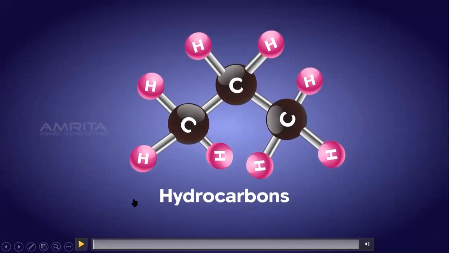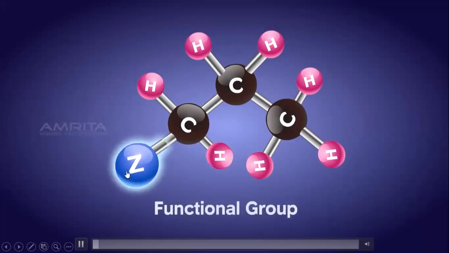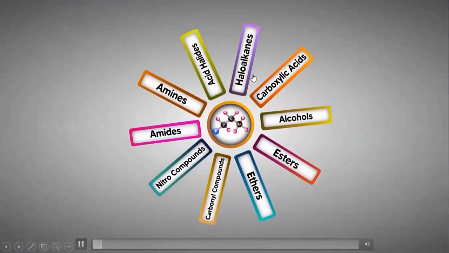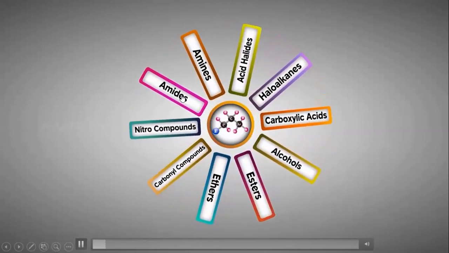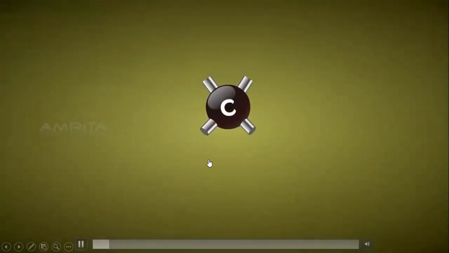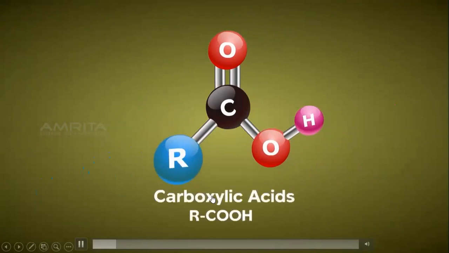Now, one hydrogen from this carbon is replaced by an atom Z that is regarded as the functional group. These functional groups may be alcohol, ester, ether, carbonyl compounds, nitro compounds, amides, and so on. First is carboxylic acid. Carboxylic acid is when carbon makes 2 bonds with oxygen, 1 bond with OH and 1 bond with an R group. Then it is regarded as a carboxylic acid.